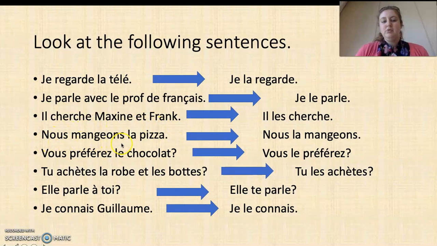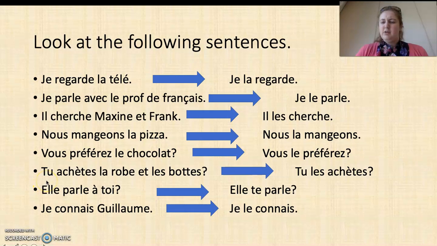Nous mangeons la pizza. La pizza becomes la. Nous la mangeons. Our next question. Vous préférez le chocolat? Do you prefer chocolate? I would say, do you prefer it? Vous le préférez. Le chocolat becomes le. Remember, the direct object pronoun will always come between the subject and the verb.